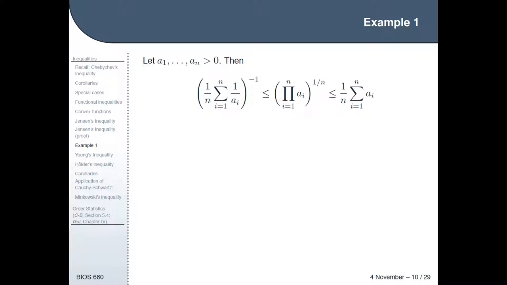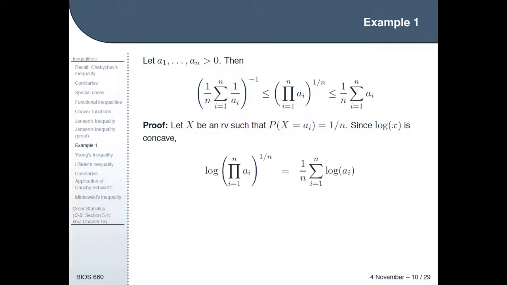It turns out the harmonic mean is always less than or equal to the geometric mean, which is always less than or equal to the arithmetic mean. And we can prove this using Jensen's inequality. The way you do this is, given this set of a_i's, you define a random variable such that the probability that x equals a_i is 1 over n for all the a_i's. And log x is a concave function.